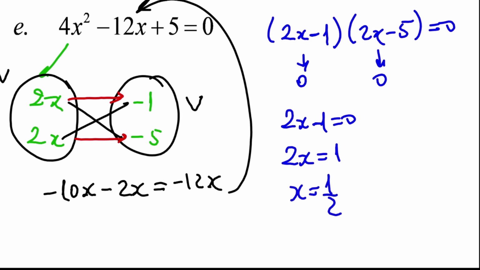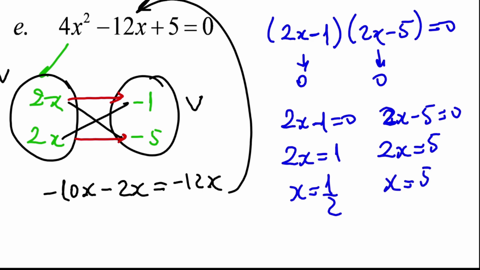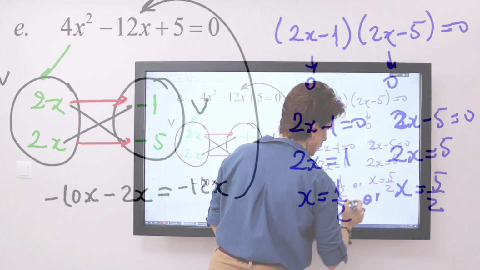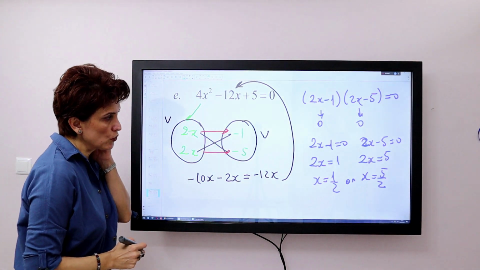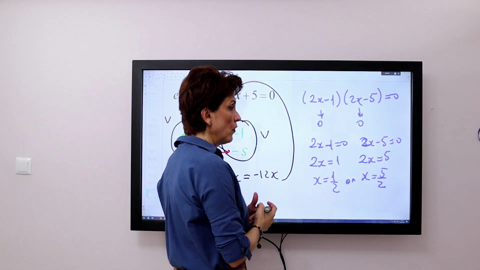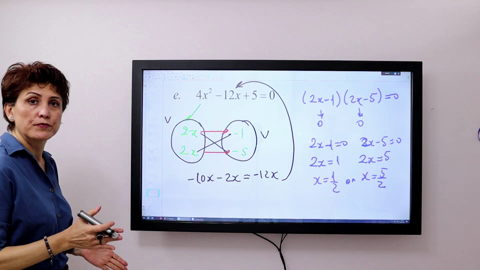Agree? 2x negative 5 is 0. 2x is 5. Got it? If we divide both sides by 2, x is 5 over 2. So our solution is 1 over 2 or 5 over 2. Agree, dear students?